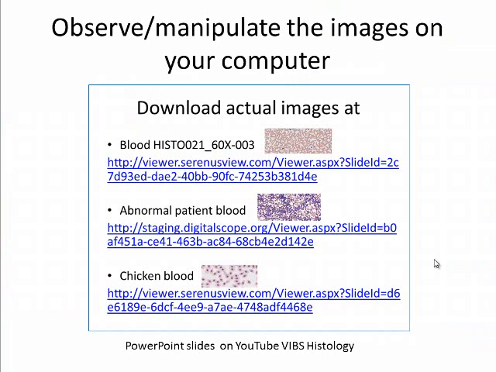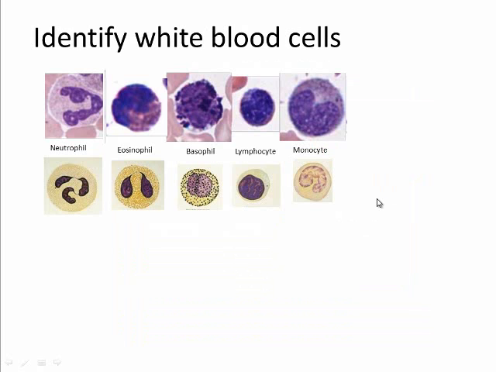Now, today we'll be talking about blood, and we have some blood specimens that you can observe and manipulate on your computer, just as if you had a microscope. We have the normal blood. We have blood from an abnormal patient. That is, the blood is abnormal. And then also we have some chicken blood to show you that some blood is still nucleated, even though in mammalian blood, the red blood cells have lost their nuclei.